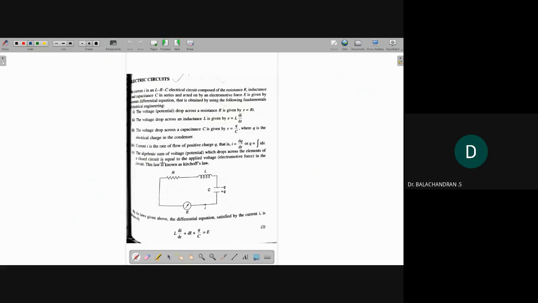In this slide, what we discussed in the previous slide is summarized. The voltage drop across the resistance is IR, across the inductance is L into di by dt, and across the capacitance is Q by C. The relationship between I and Q is I equal to dq by dt, or Q equal to integral I dt. By Kirchhoff's law, the algebraic sum of voltage drops across the elements of a closed circuit is equal to the applied voltage. So L into di by dt plus IR plus Q by C equal to E.